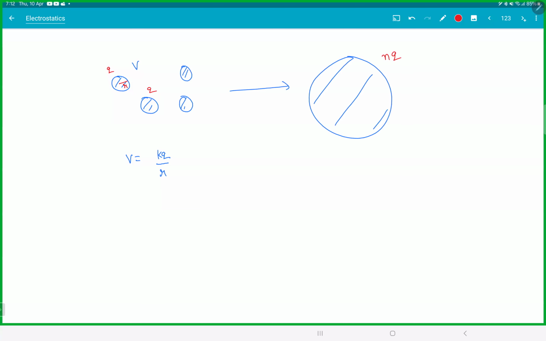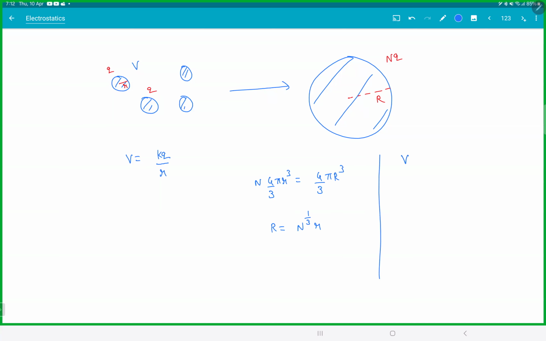Charge won't remain the same. If each drop's charge is q, then the big drop's charge will be nq, and this radius is capital R. So law of conservation of charge is conserved. Second thing, volume is conserved. n times 4 by 3 pi small r cube will be 4 by 3 pi capital R cube. So we get R is equal to n to the power of 1 by 3 into r.